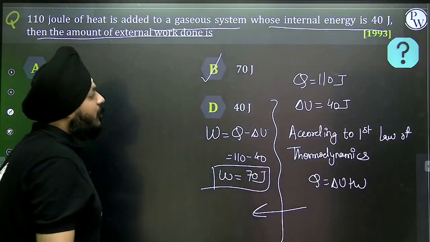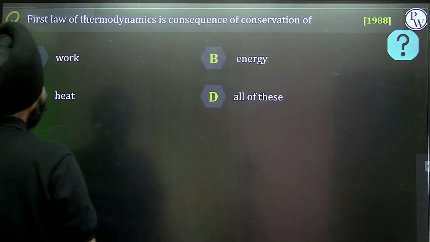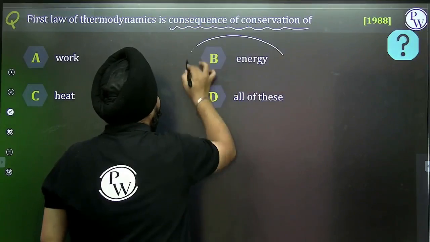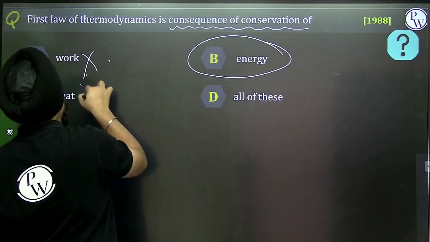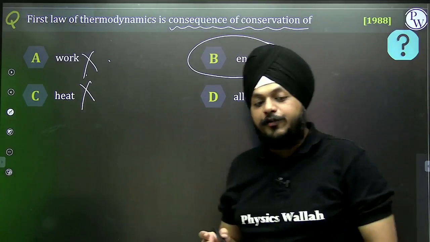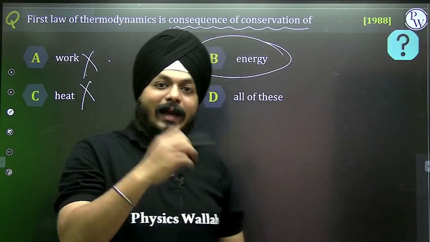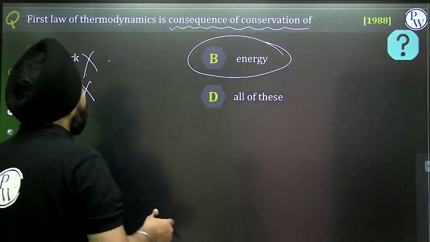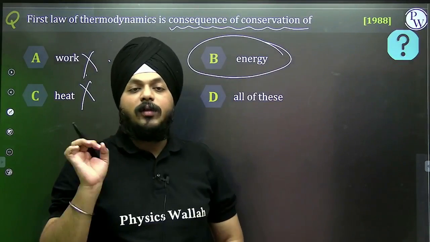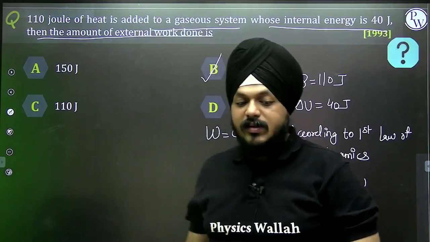Simple. We are applying the first law of thermodynamics. The first law of thermodynamics is a consequence of conservation of energy. Basically, we have only 4 laws: the law of conservation of energy, law of conservation of charge, law of conservation of linear momentum, and law of conservation of angular momentum. Indirectly. Okay, we are not moving on to that statement, but just keep one thing in mind. The first law of thermodynamics is nothing else but a conservation of energy.